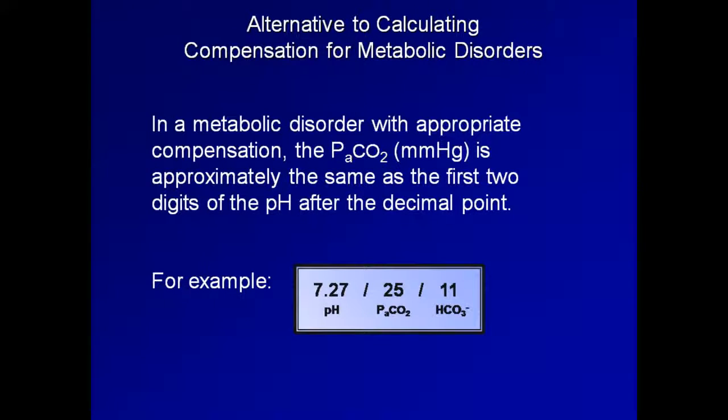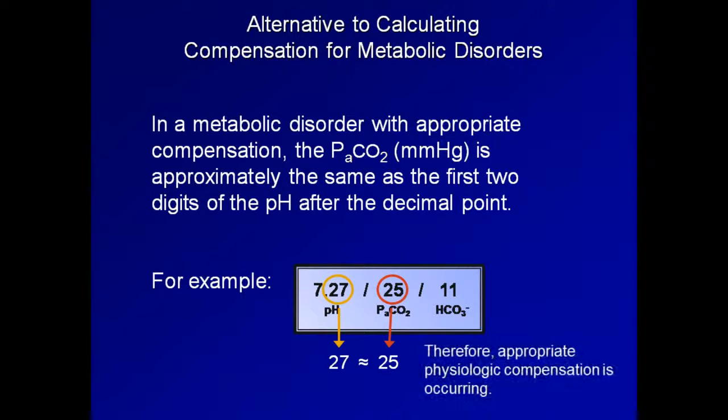In this ABG, the pH is 7.27, the PCO2 is 25, and the bicarb is 11. Now take the first two digits of the pH after the decimal, which in this case is 27, and compare it to the PCO2. They are approximately equal to one another. Therefore, there is appropriate physiologic compensation for this metabolic acidosis.